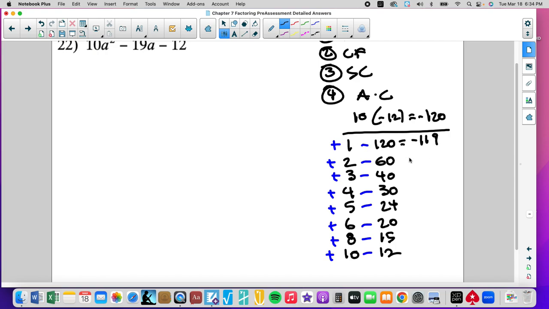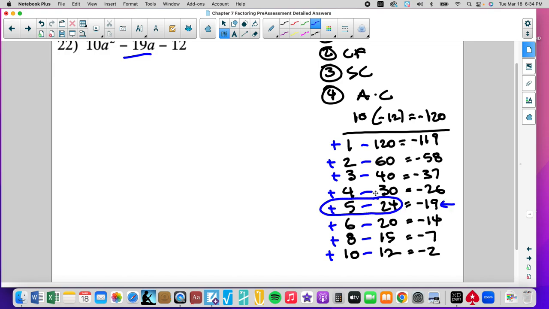Negative 119, negative 58, negative 37, negative 26, that is negative 19, negative 14, negative 7, and negative 2. My middle was negative 19, so we're going to use positive 5 and negative 24. 10a squared plus 5a minus 24a minus 12.